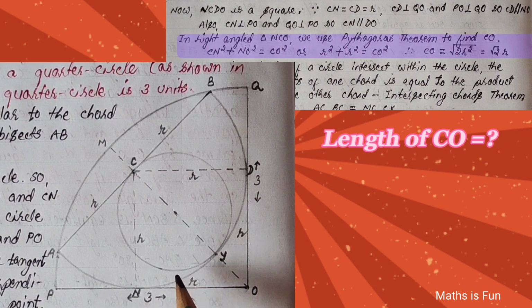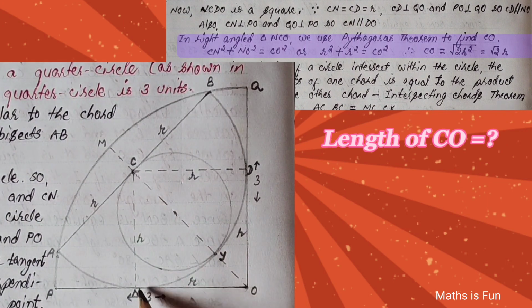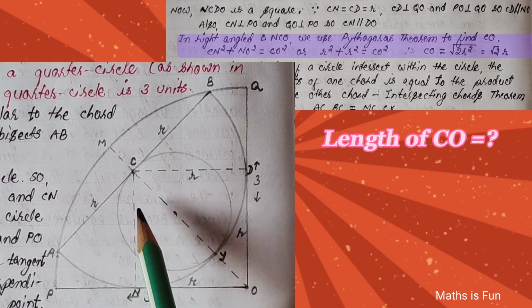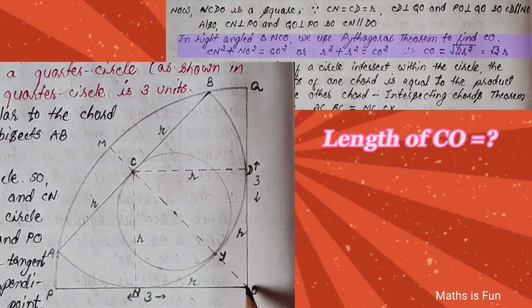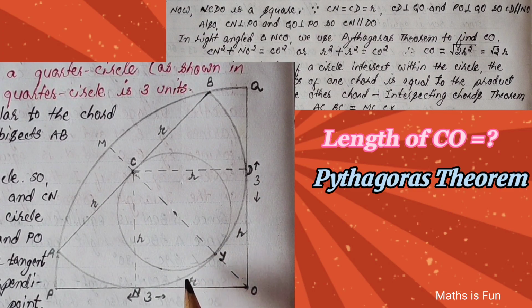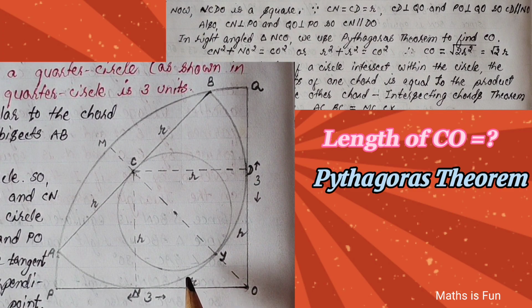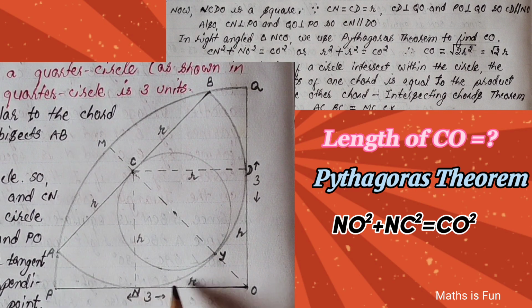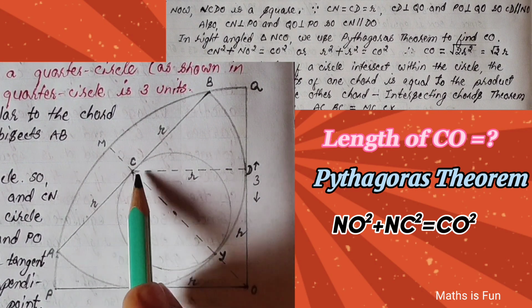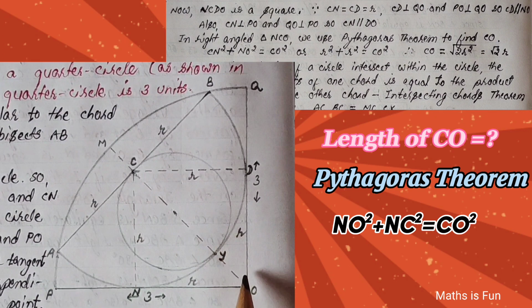Now friends, I want you to focus on the right angle triangle NCO. In this right angle triangle we need to find out the length of CO. So we can use the Pythagoras theorem. In the Pythagoras theorem, a squared plus b squared equals c squared, where c is the hypotenuse. So here also we have NO squared plus NC squared equal to CO squared.